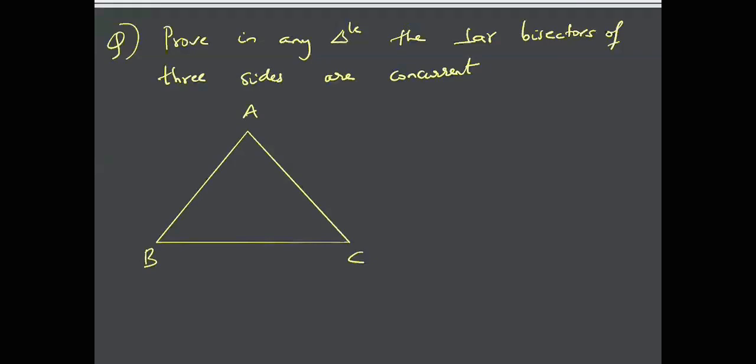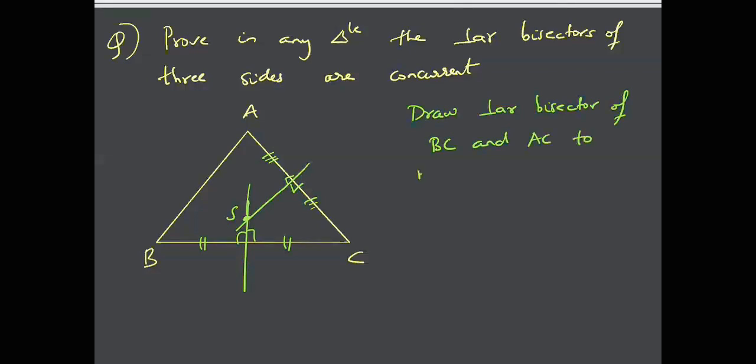What I'm doing is, I'm drawing the perpendicular bisector of any two sides. Say I'm drawing the perpendicular bisector of BC and AC. Okay, so this is the perpendicular bisector of BC and AC. So let us say they meet at point S. Fine. So this is what I have done, right? Because any two lines can definitely intersect at one point. There is nothing special in that.